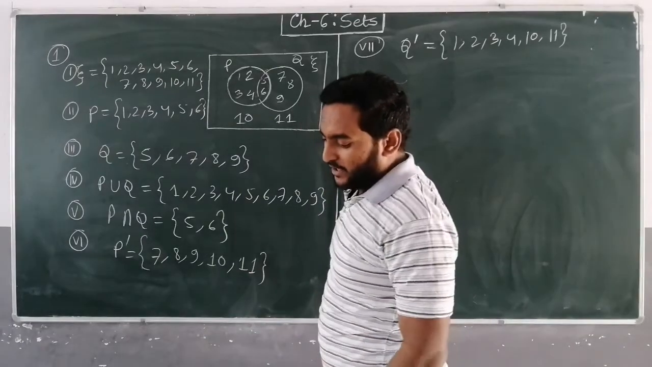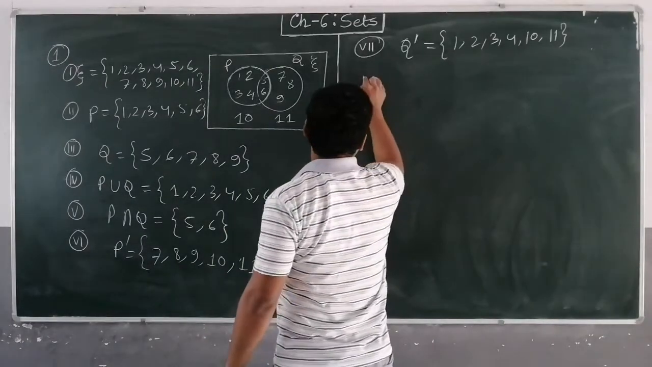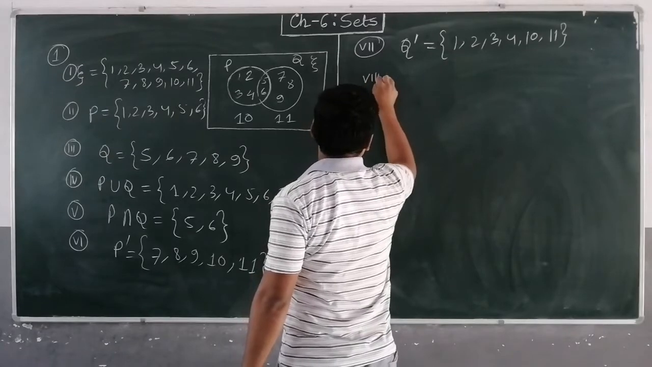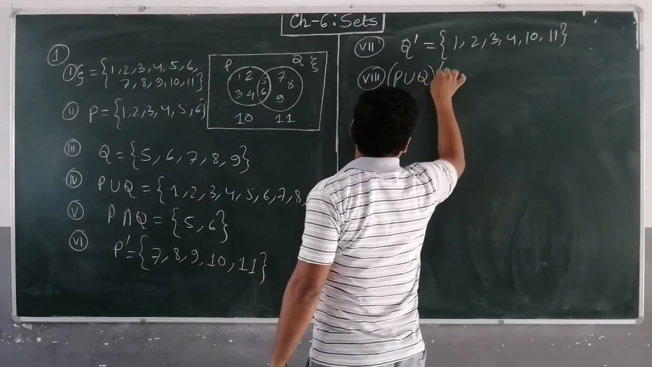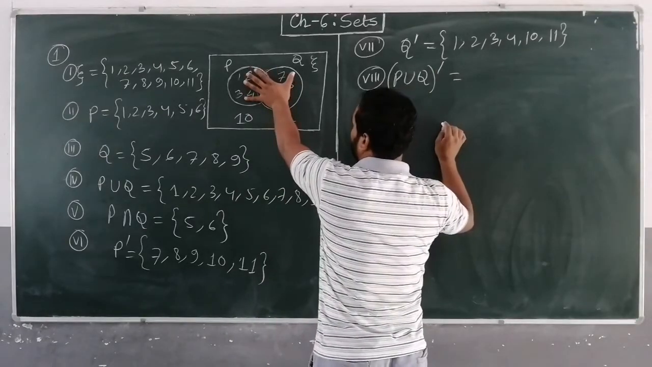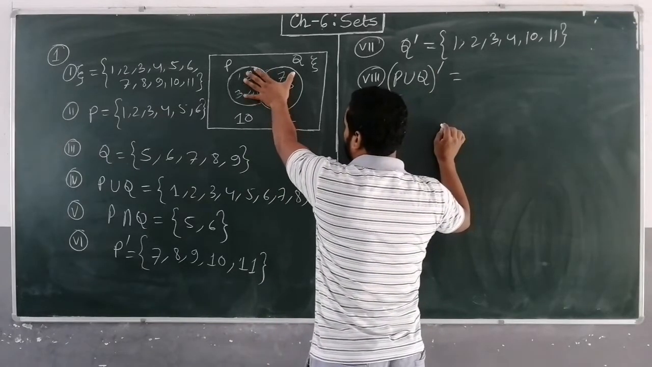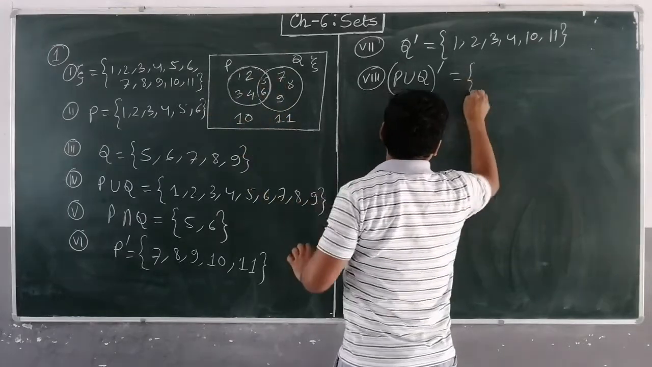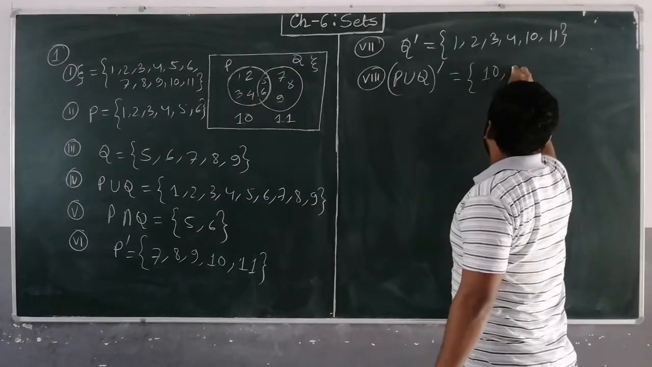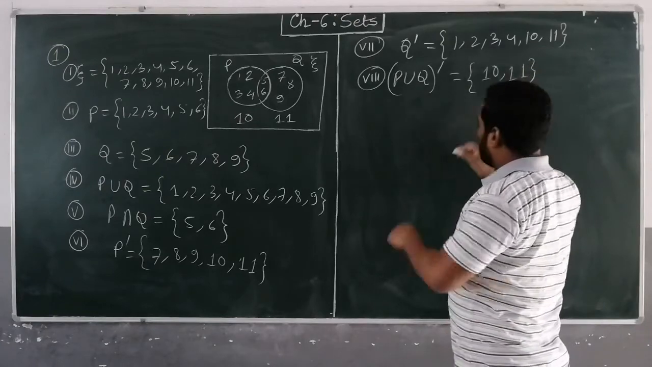Now eighth part, P union Q complement. P union Q means the total of P and Q, and its complement means outside the union, that is 10 and 11 only.